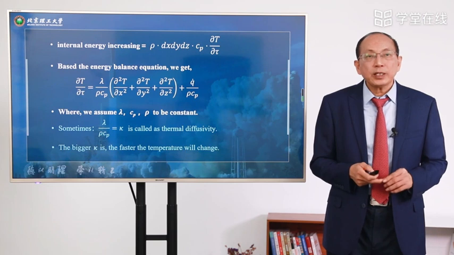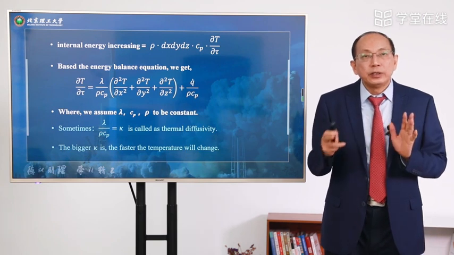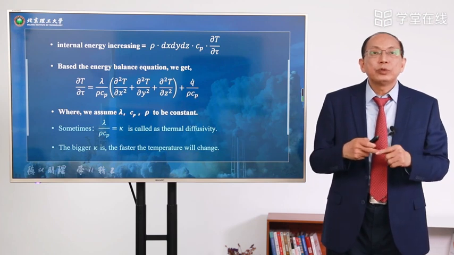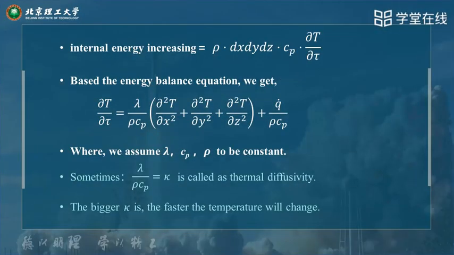Also, in this time, the internal energy has some increase. So the increase is rho dx dy dz. dx dy dz is just the volume. Volume times the density rho is the mass, times Cp. Cp is the capacity. Partial T, partial tau is the change rate.